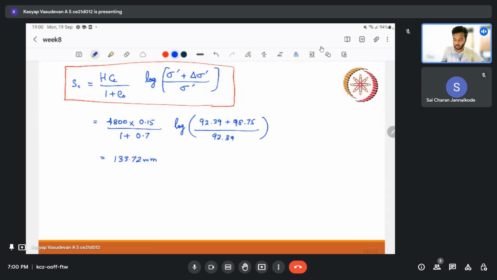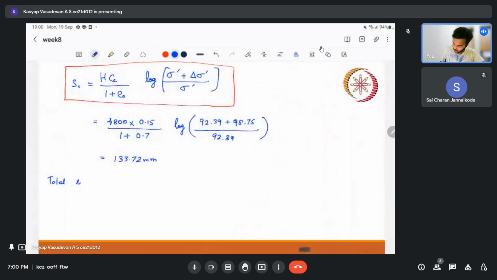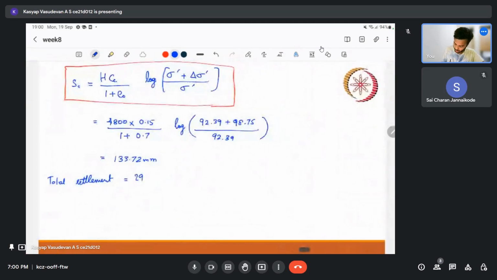So we have both the settlements. We can write the total settlement as 29.73 plus 133.72. This is 163.45.